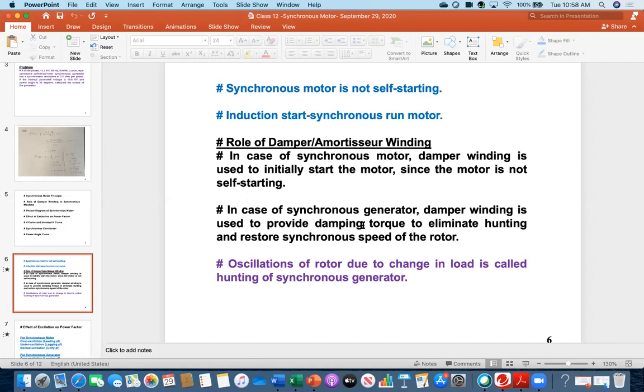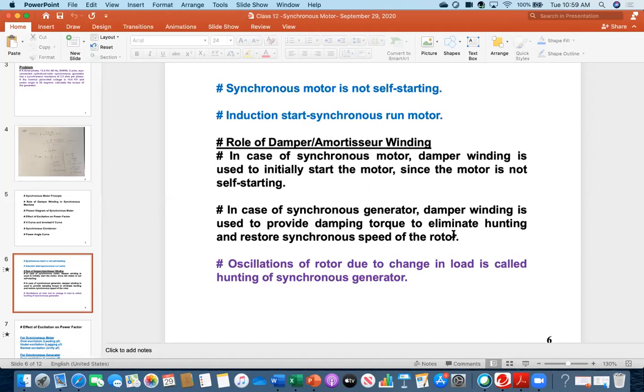But at that time, I did not mention that the synchronous generator also has the damper winding. Because today I am talking about the damper winding for the synchronous motor, because it is the essential component for the synchronous motor. That's why today I am telling you that information that I did not tell before. The damper winding is used to provide damping torque to eliminate hunting and restore synchronous speed of the rotor. Meaning that in case of the synchronous generator also, the damper winding is used.